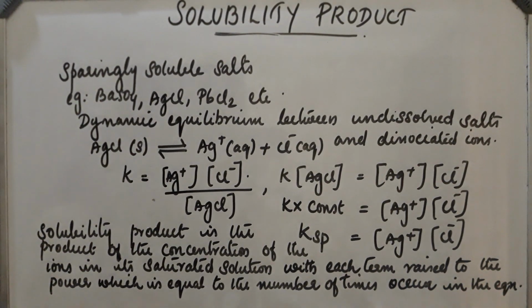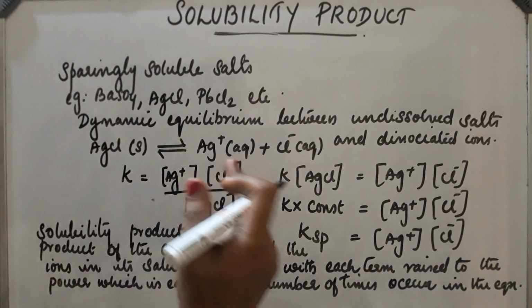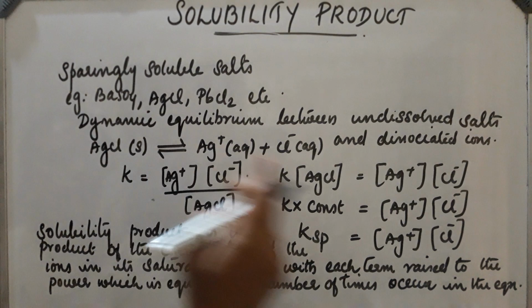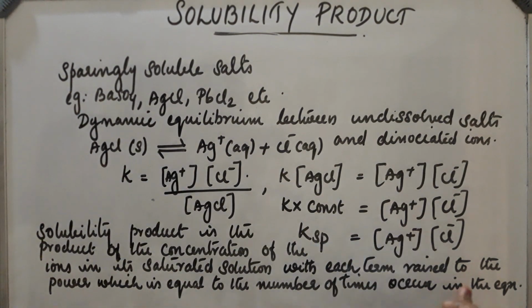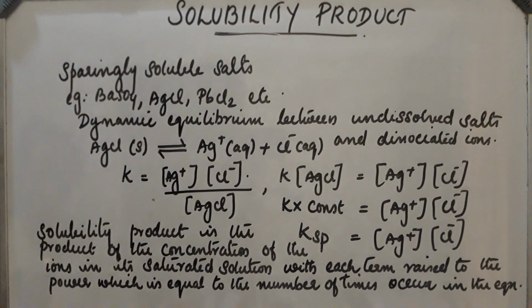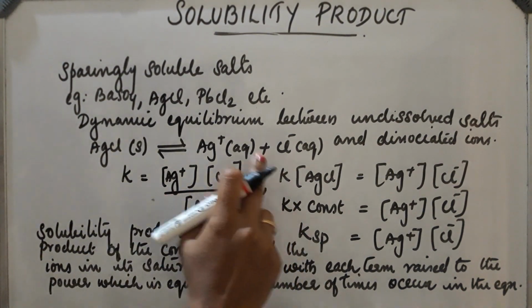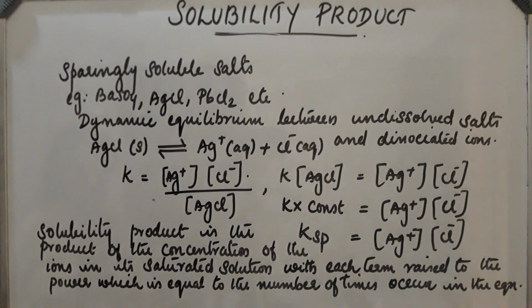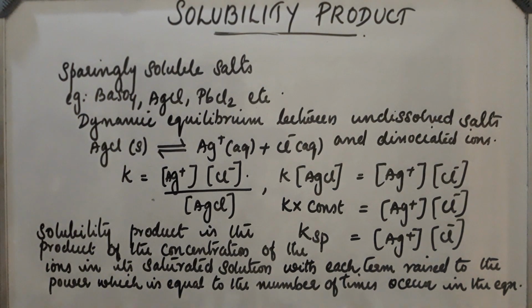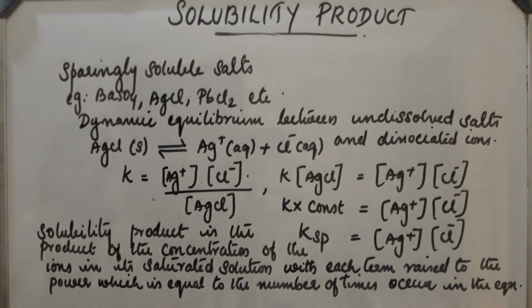So, solubility product is a product of the concentration of the ions in a saturated solution with each term raised to the power equal to the number of times the ions occur in the equation representing the dissociation of the salt. So, this is important. This is the solubility product. Now, let us take few examples and explain how the solubility product is determined.